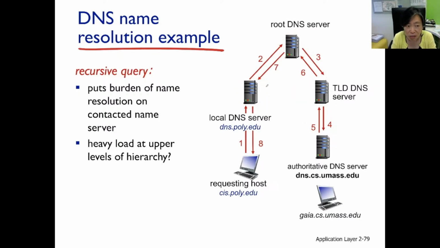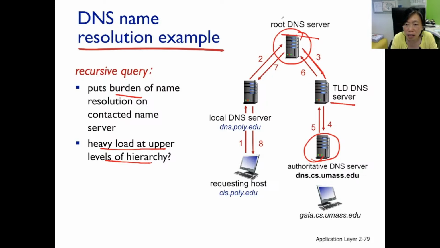Right? Can you see an issue with this? Yeah, this way of querying puts a burden on name servers high up in the hierarchy. There's going to be a lot of queries coming to the root, and a lot of queries coming from the root to the TLD, although the load on the authoritative DNS server remains the same. So heavy load at the upper levels of the hierarchy, not good.